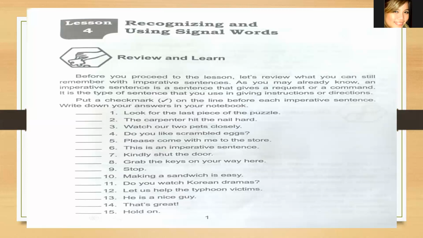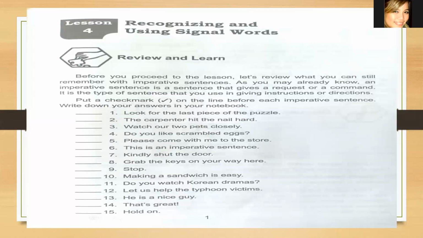Nagkasinabtanay ta. Okay, right. So, for example, let's take up, of course, we'll always have example. Let's take up number 1. Look for the last piece of the puzzle. Is that an example of imperative sentence? Sa tanaw ba nimo, sugo na siya? Look for the last piece of the puzzle. Sugo na siya or dili? Okay. Imo ra na siyang kuanon tan-awon.